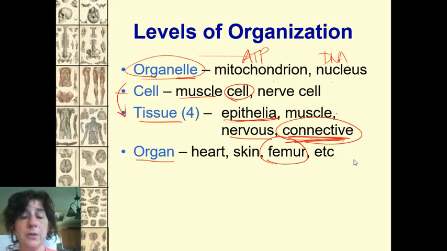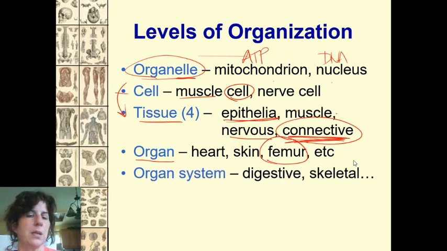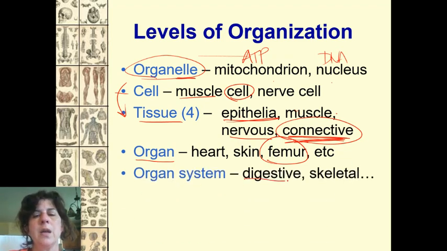And then I take a bunch of organs, your stomach, your small intestine, your large intestine, your esophagus, and your mouth, and I have an entire system like the digestive system, okay? So that's more than one organ. That's several organs working together for a specific function.